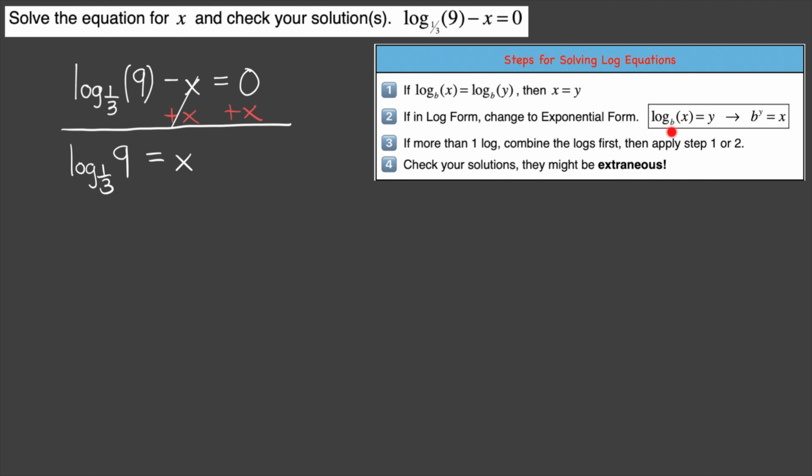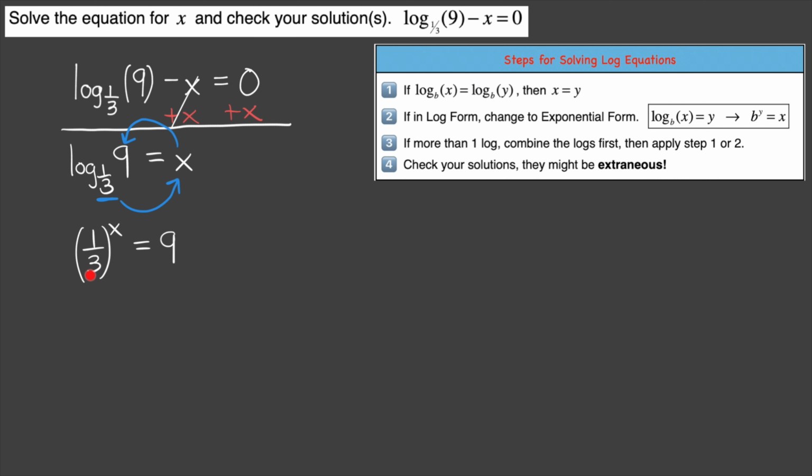All right, so now we want to convert this from log form to exponential form. So we start with the base, you raise it to whatever's on the other side of the equal sign, and set it equal to the argument, which in this case is 9. So in our case, we're going to start with 1/3, which is going to be our base, and we're going to raise that to x, and then set that equal to the argument, which is 9. So it'll be 1/3 all raised to the x equals 9. All right, so we're almost there.